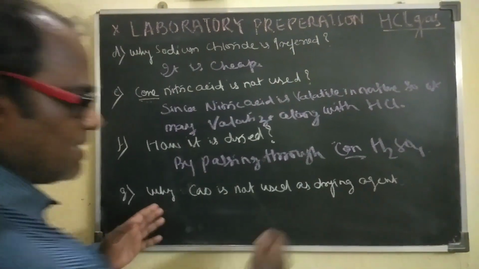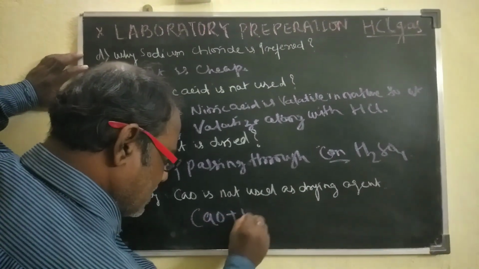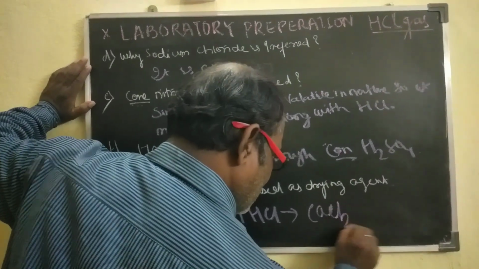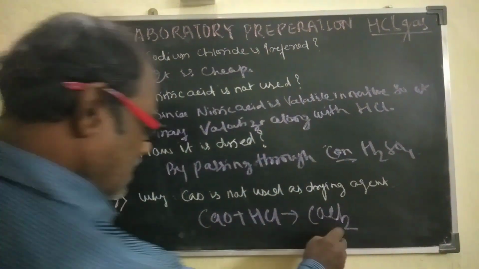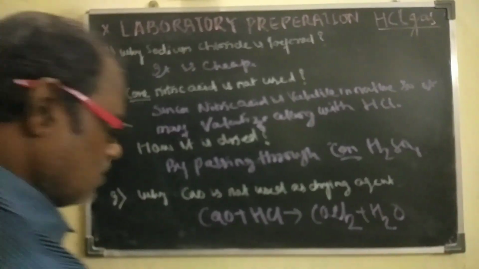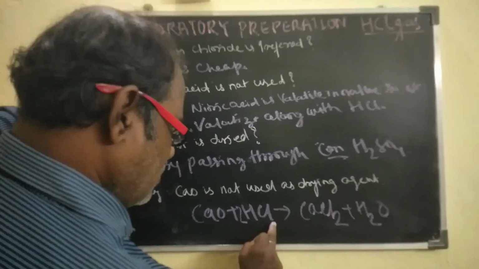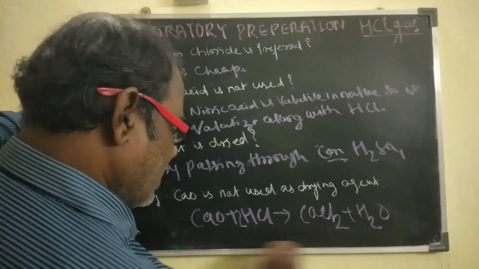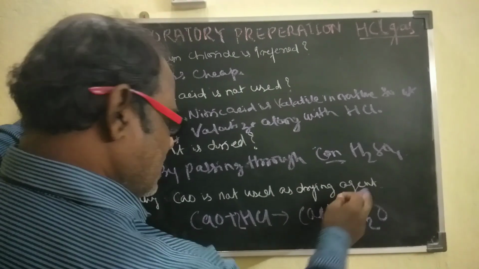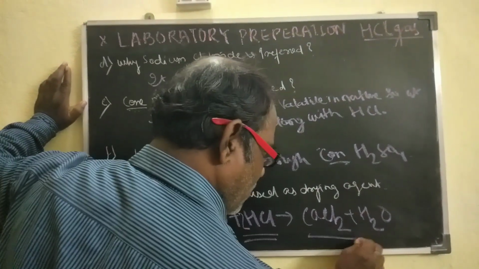CaO is not used as a drying agent because it reacts. Let us see. CaO plus HCl gives calcium chloride, CaCl2 plus H2O. So let us write here 2. So 2HCl. So we get this. So calcium oxide is not used as drying agent because it reacts with HCl to form calcium chloride.